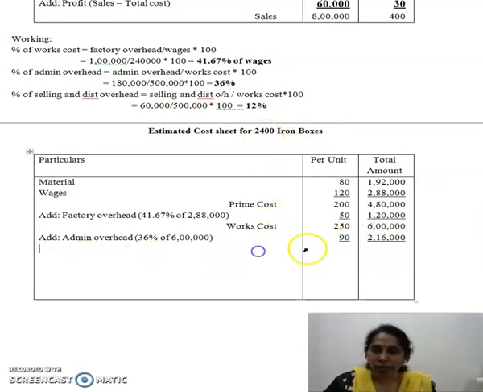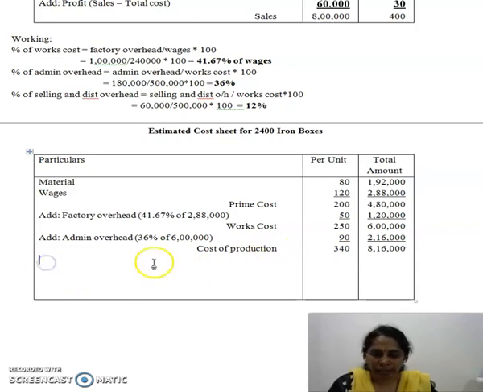Okay, total this, and you will get the cost of production. How much is it coming? 250 plus 90, 340 rupees, and here 8,16,000. Okay. Once it is done, next is what? Add selling and distribution overhead.